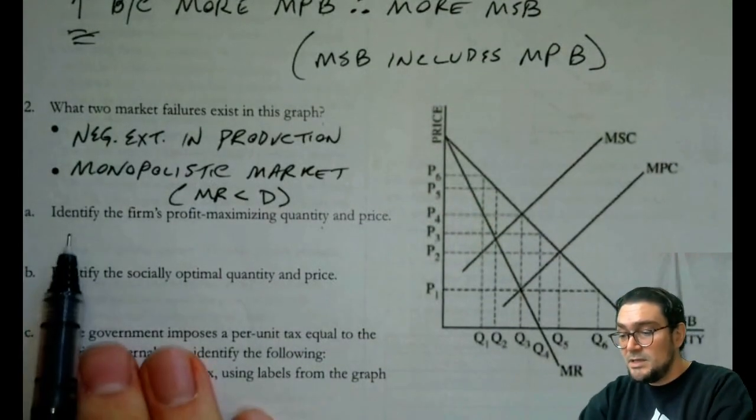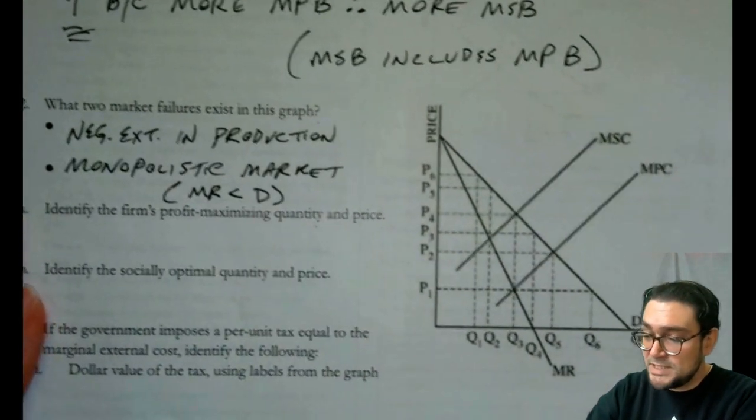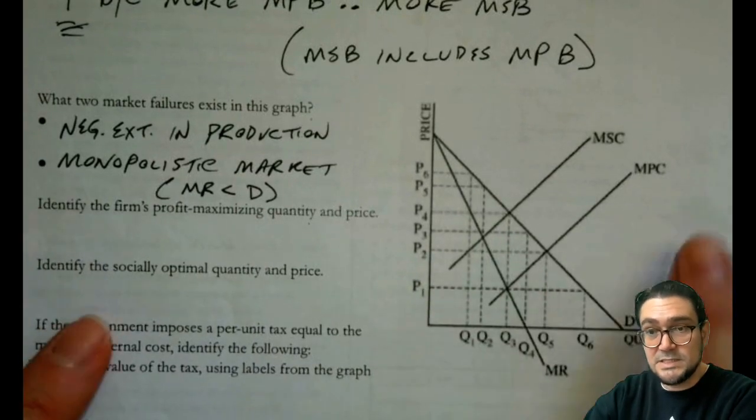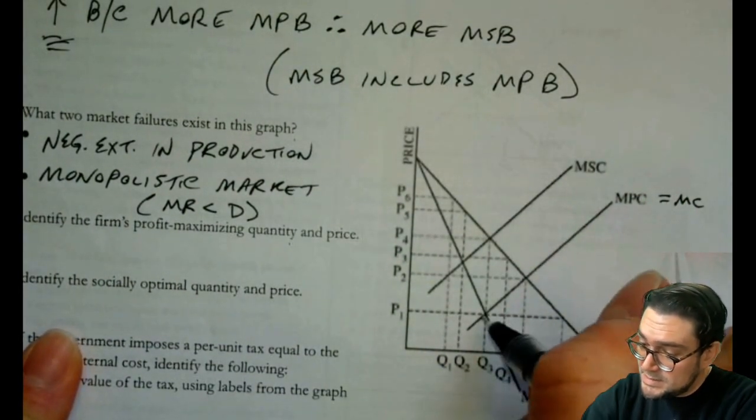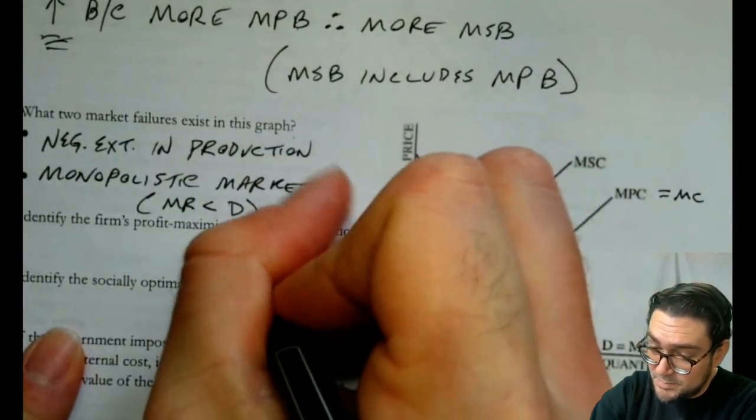Identify the firm's profit maximizing quantity and price. Well, that's going to be where MR equals MC, and this is the MC curve, marginal private cost, right? That's just our standard MC. And so that's going to occur at Q3.